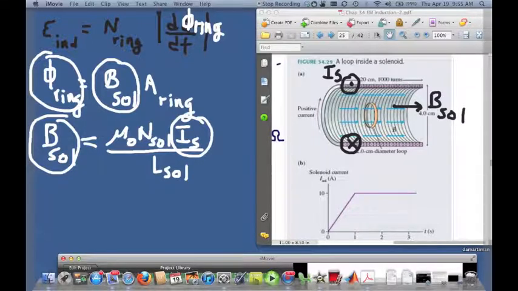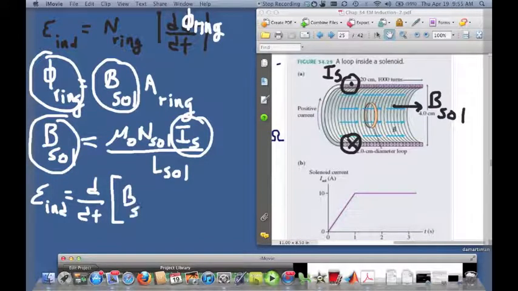Right? So now you just have to replace all of these quantities in the upper equation. So let's do that. So the induced EMF in the ring, it's going to be the number of turns of the ring is just 1, so I'm not going to write that. And dΦ/dt, well, dΦ/dt is the derivative of the magnetic field of the solenoid times the area of the ring.